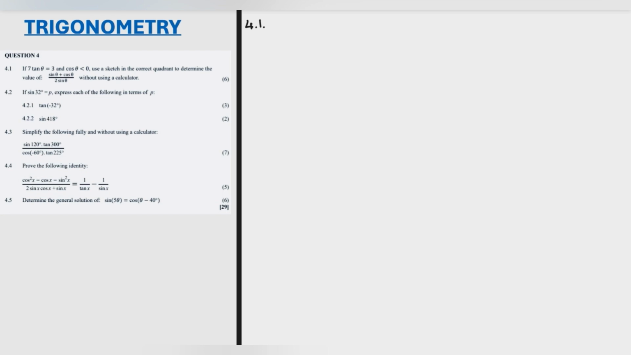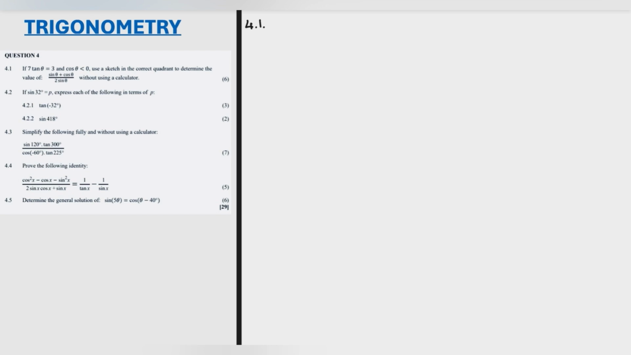So going to the first question, it says, if 7 tan theta is equal to 3, cos theta is less than 0. Use a sketch in the correct quadrant to determine the value of sin theta plus cos theta divided by 2 sin theta without using a calculator. So in order for us to determine that without using a calculator, we need to use the CAST diagram, because the CAST diagram tells us where each ratio is either positive or negative.